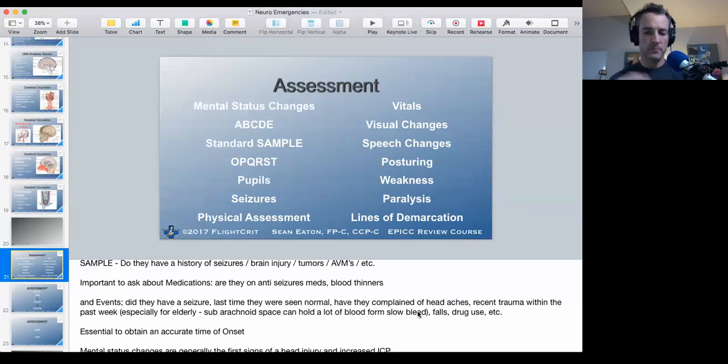So just make sure you're asking about trauma when you have these neuro patients, especially if they fit into one of those two categories, either the very young or the very old.